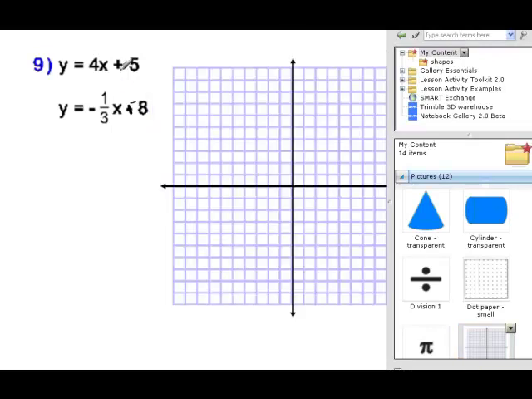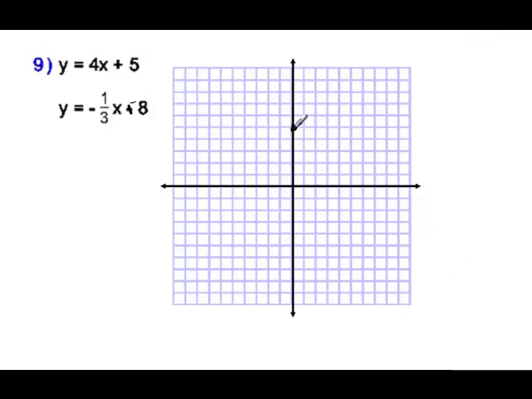Okay? All right. Here's my y-intercept, 5. My slope is 4, so up 4 over 1. And since I don't have any room, I'll go down 4 and over the other direction. Okay, draw your line. Make sure it's nice and straight.